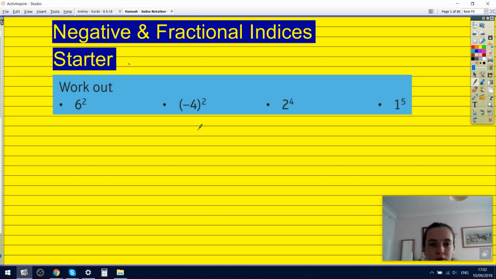What is a minus times a minus? Plus. And so it would be 16. Yeah. And when you square a number, you can never get a negative because of minus times minus making plus. And next one.